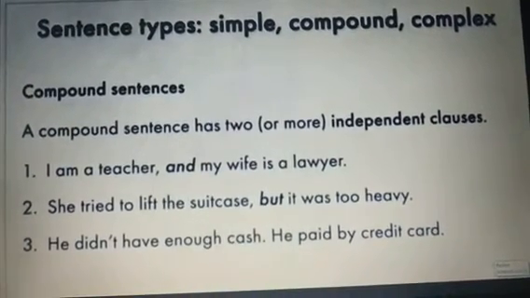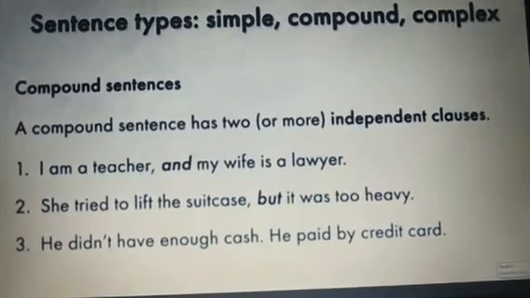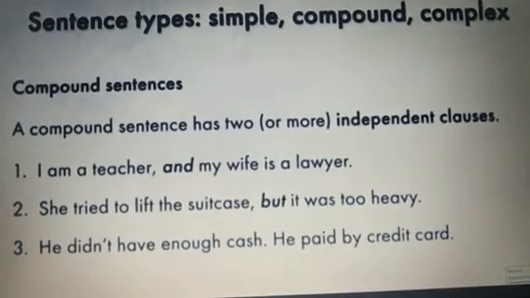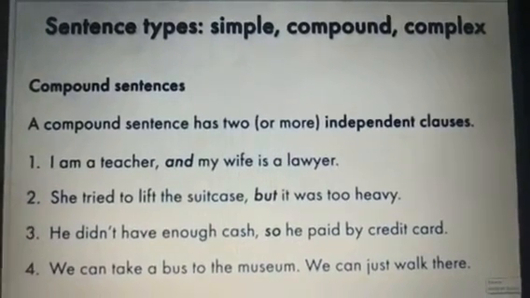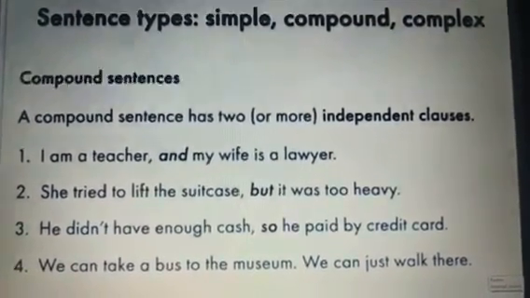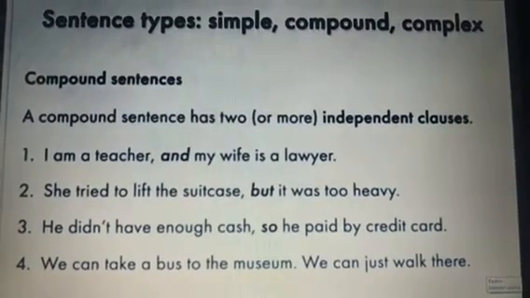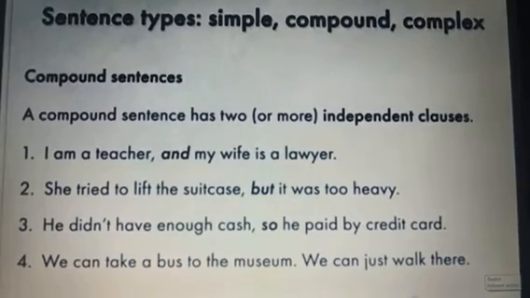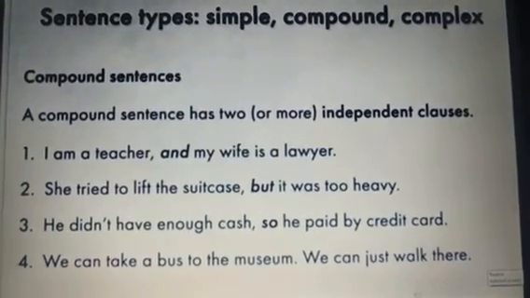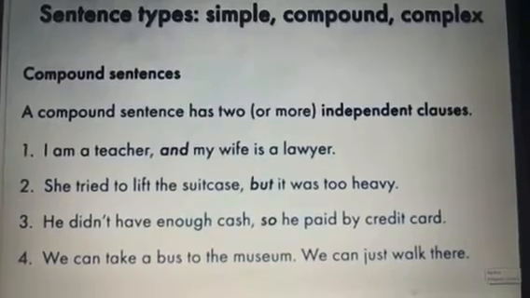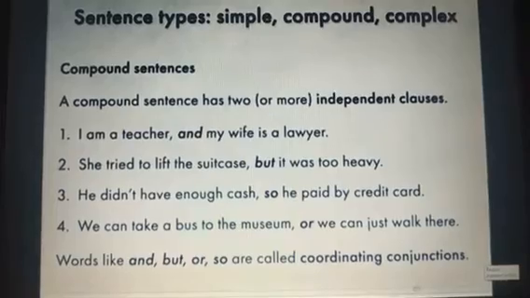So next example, he didn't have enough cash. He paid by credit card. We can connect these clauses by using so. He didn't have enough cash, so he paid by credit card. One last example, we can take a bus to the museum. We can just walk there. What we see here is two options, two different ways to get to the museum. We can connect these using or. We can take a bus to the museum or we can just walk there.